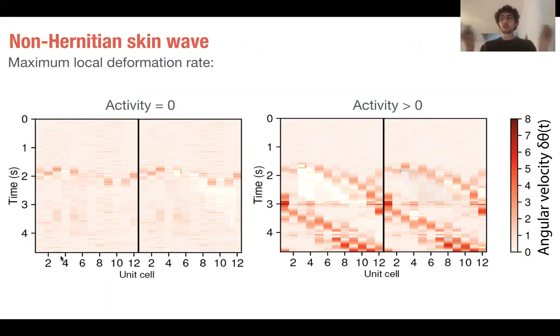So we have 12 unit cells here, but in order for the graph to be easier to read, I've just put two of the same measurements, one next to each other, okay? So we have 12 unit cells, and then I'm showing the same measurements again. And then the color here describes the velocity at which our angle is changing for one unit cell. So what do we observe on this graph?